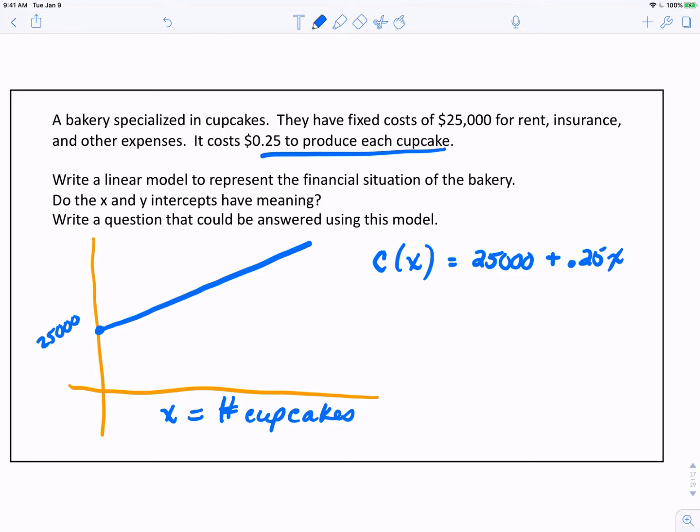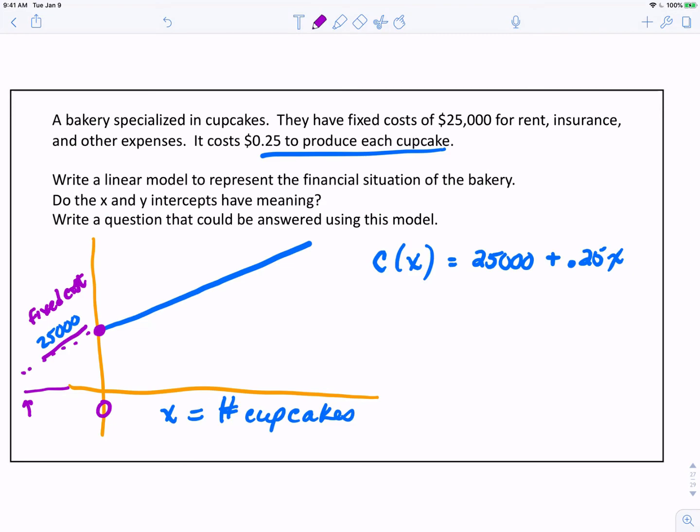Do the X and Y intercepts have meaning? Well, let's take a look. Here's the X-intercept. Here's the Y-intercept. That's when X is 0, Y is 25,000. So the Y-intercept in this case represents the fixed cost. Notice that if we were to make the X-intercept of this linear function, it would be negative. And it's impossible for the X value to be negative because X represents the number of cupcakes. So in this case, the X-intercept does not have any meaning.